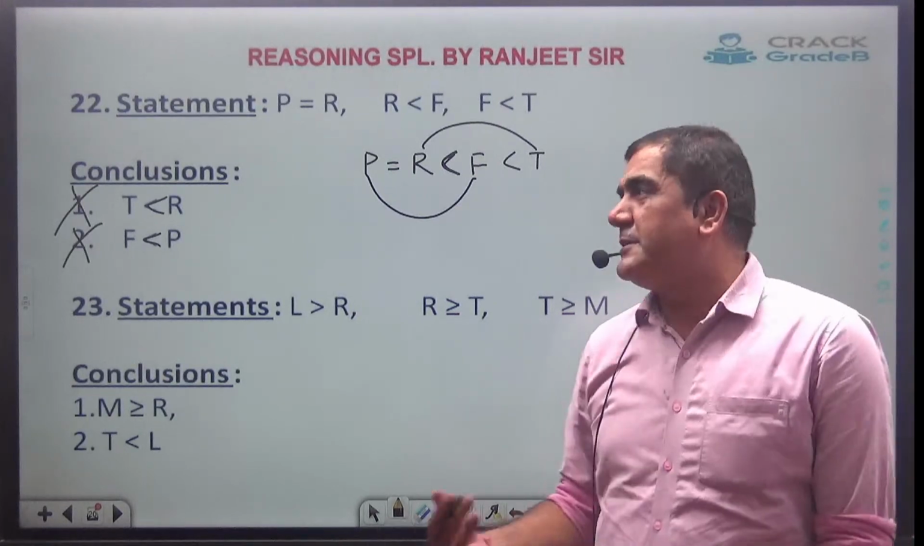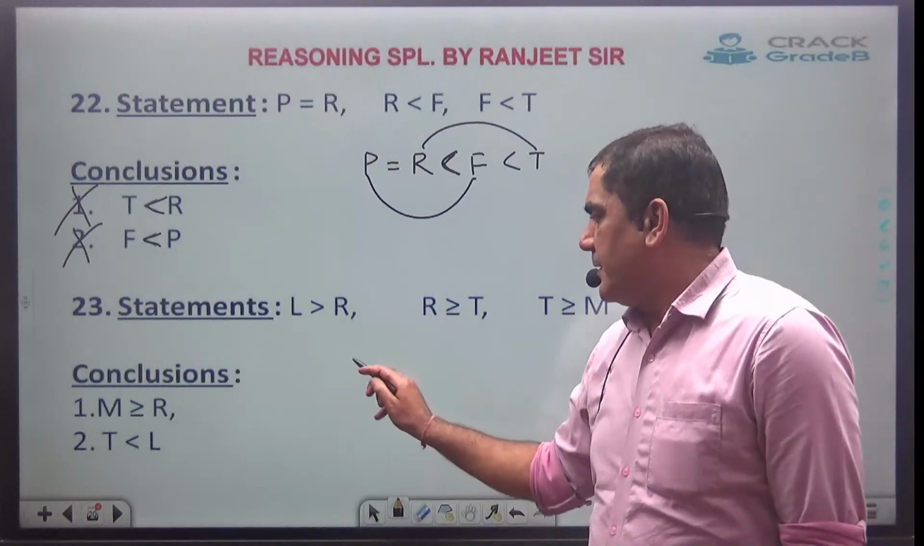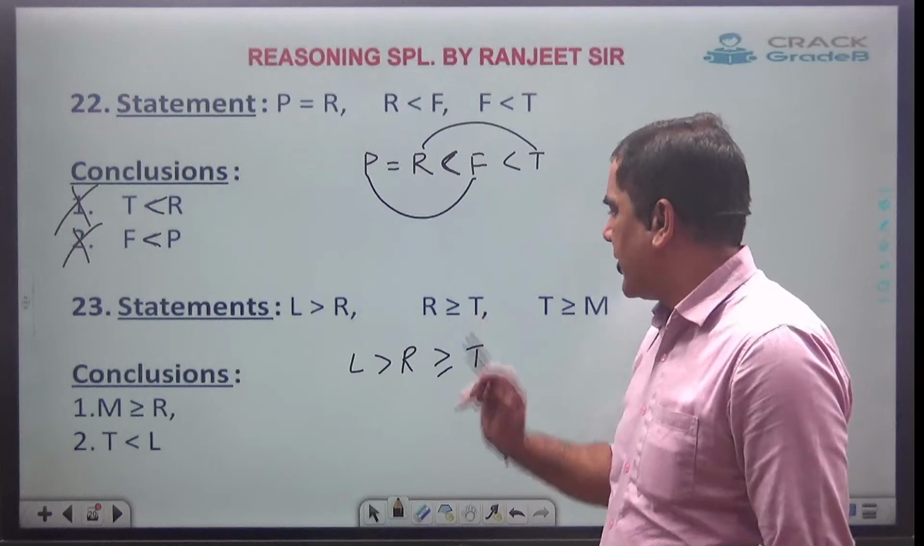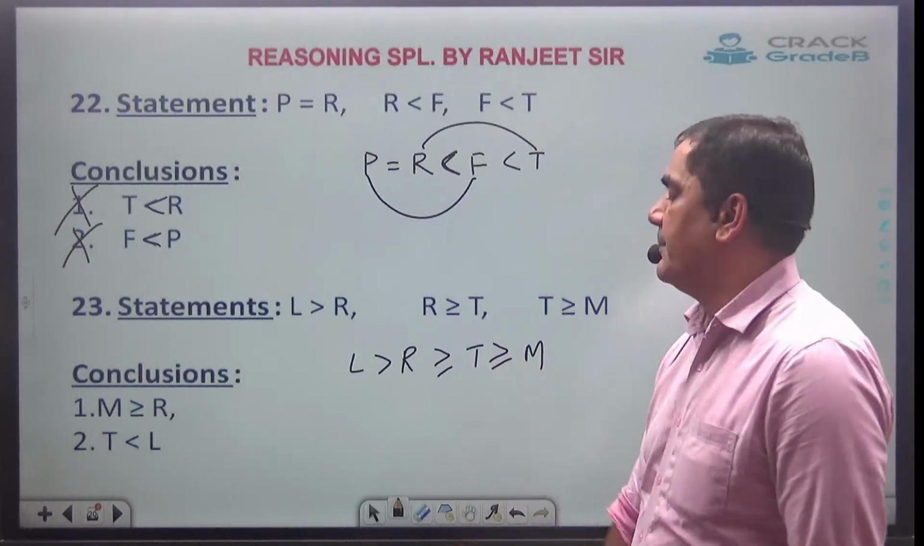See, your job is simply to see the face of the person. That's all. Nothing more is required. Next one. L adjacent will be R. R adjacent will be T. Face is towards R, equal to. Then T adjacent will be M. Face is towards T and M.